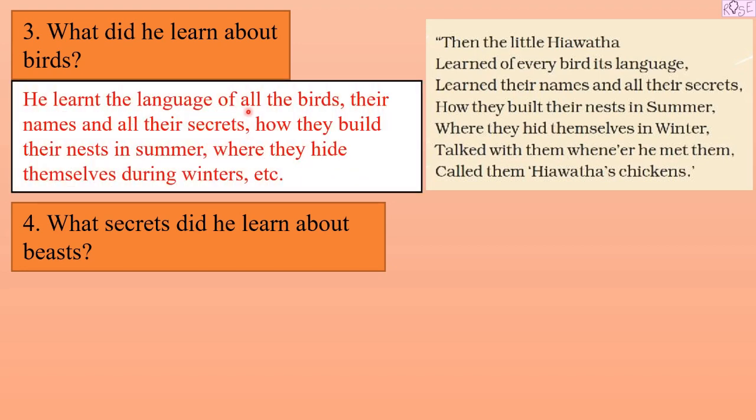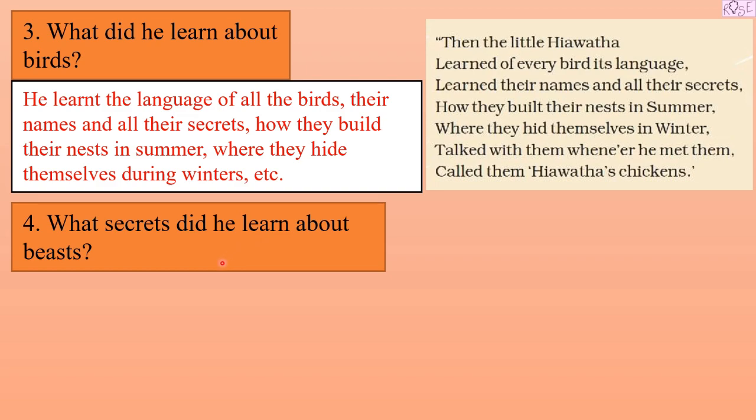So from this paragraph we know what things Hiawatha learned about birds, and what were they? He learned the language of all the birds, their names and all their secrets, how they build their nest in summer, where they hide themselves during winters, etc. And what did Hiawatha call birds? He called them Hiawatha's chickens. So this was the answer, and we get this answer from the poem itself. And now let's move on to the last question, that is, what secrets did he learn about beasts?